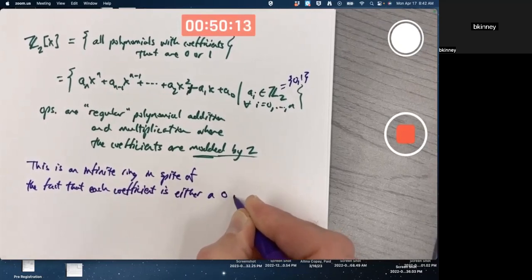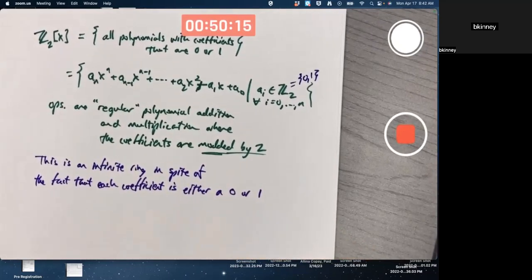Either a 0 or 1. It's a fairly interesting ring. And what are we after in the end with this kind of ring? In studying this kind of ring? We're after trying to understand factorization.